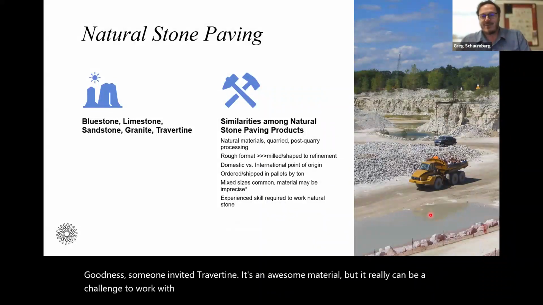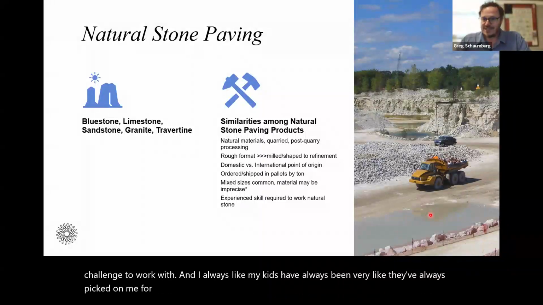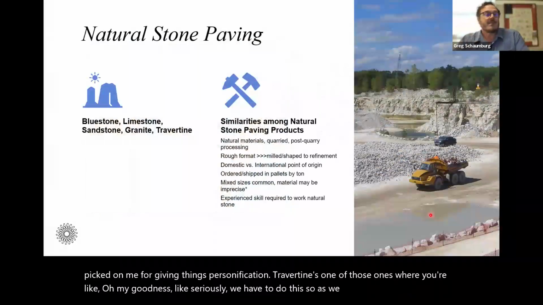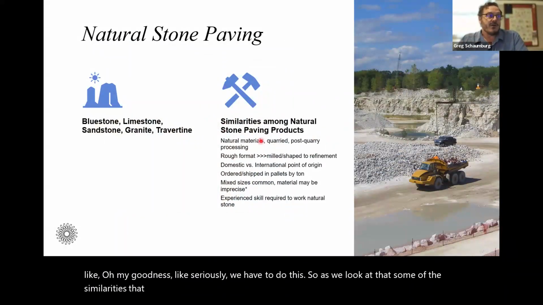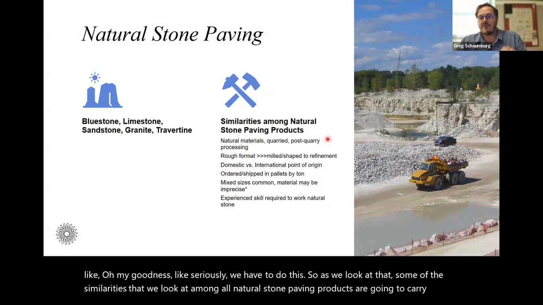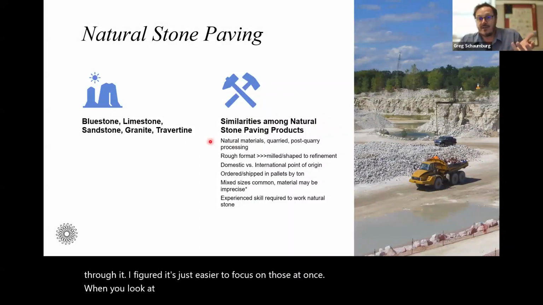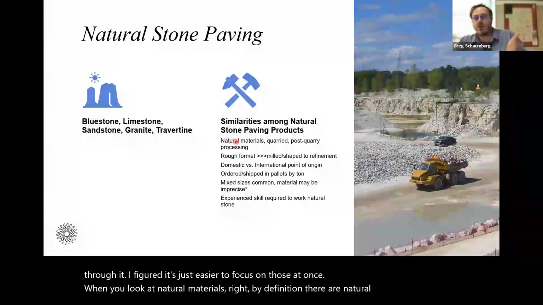My kids have always picked on me for giving things personification. Travertine's one of those ones where you're like, oh my goodness, seriously, we have to do this. So as we look at that, some of the similarities that we look at among all natural stone paving products are going to carry through. And I figured it's just easier to focus on those at once. When you look at natural materials, by definition, they're a natural material. They're quarried, and so they come out in a rough form.